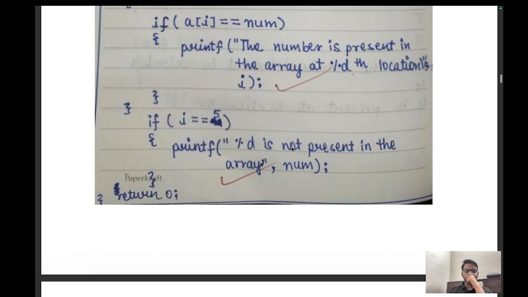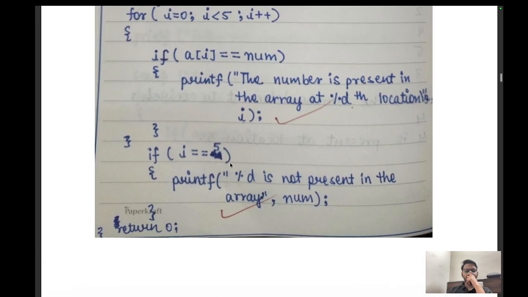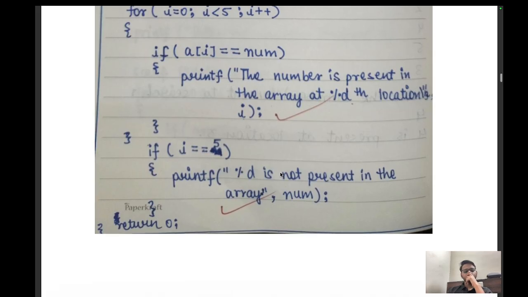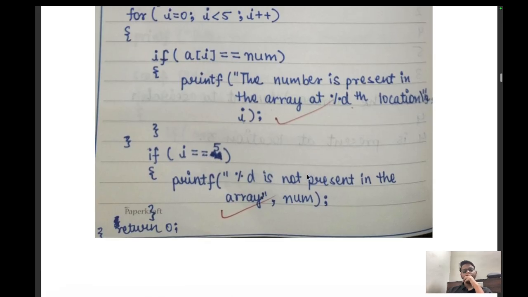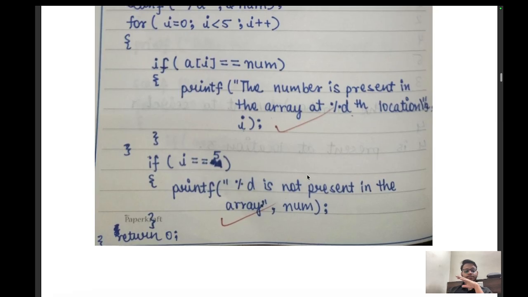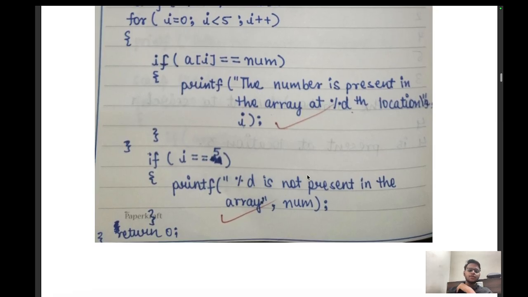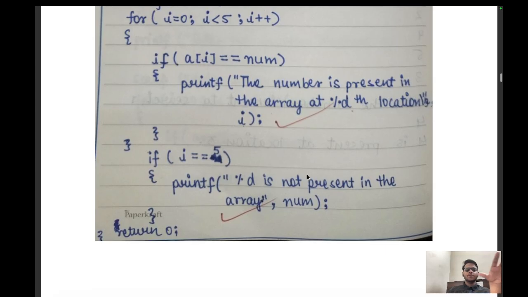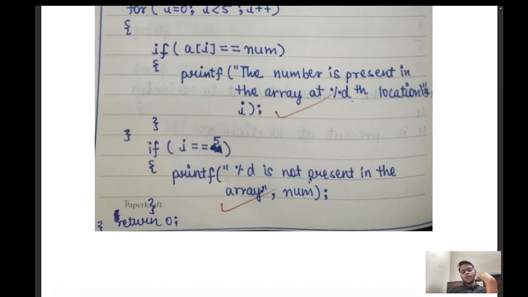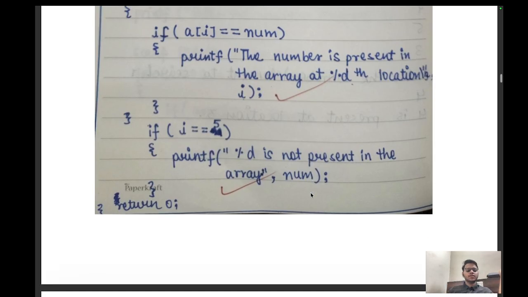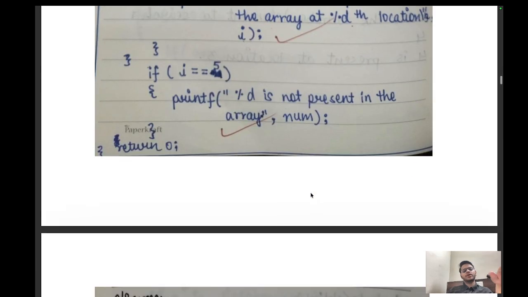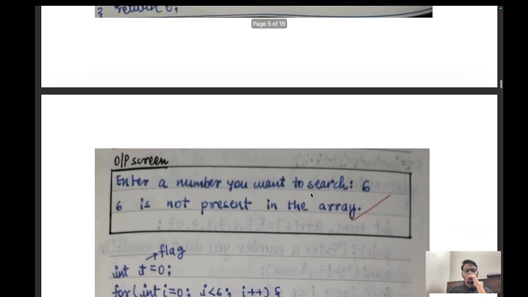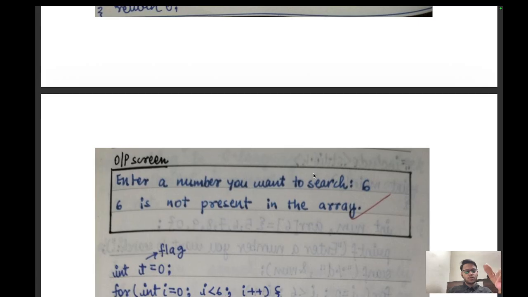And if i is equal to 5, the number is not present in the array. If a situation occurs where we do not get the element entered by the user and get nothing in the result, then we have to print that the number is not present in the array, escape from this if statement, and return 0, and this code is over. You can see the output over here.